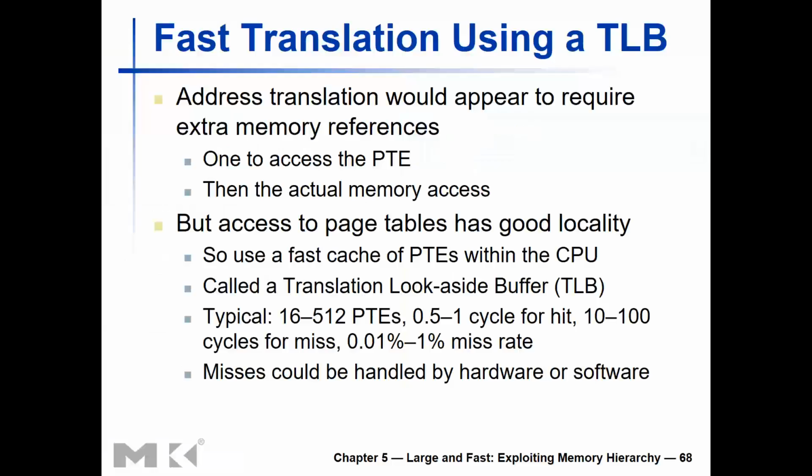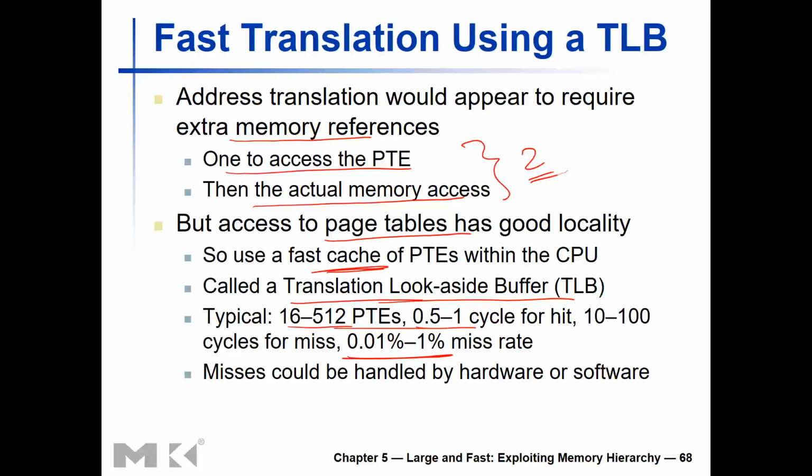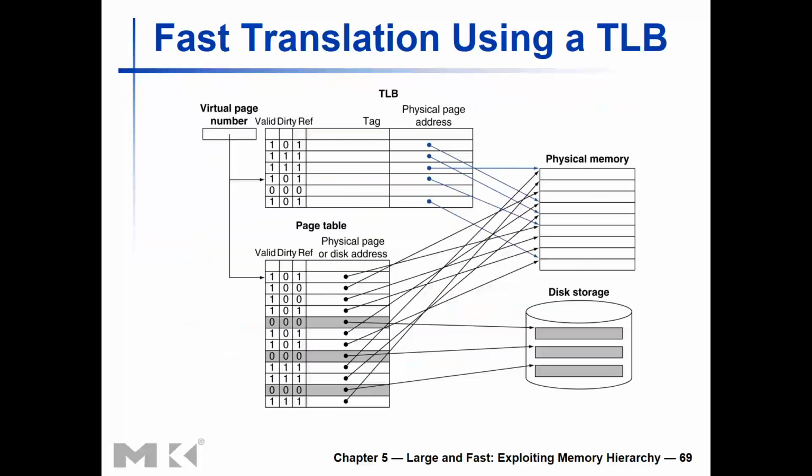The address translation would appear to require an extra memory reference, one to access the page table entry and then another to access the memory. So I'm having two memory accesses. But we know that this page table has really excellent locality. So I can group a few of those entries that I'm using from the page table and put them in a small cache. I'm going to call that cache the translation lookaside buffer. It is typically small, has a very quick access time, and has a very low miss rate because we hit the pages many times before we move to other pages. So this is the job of the TLB.